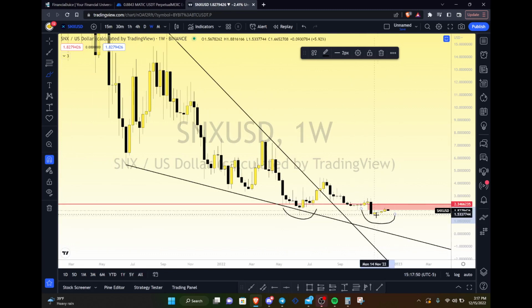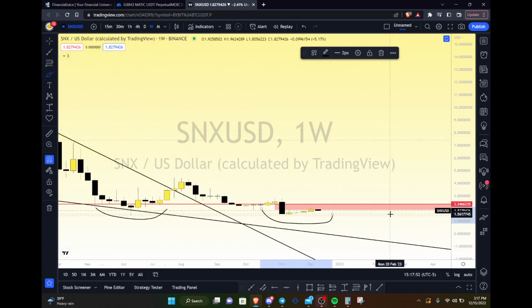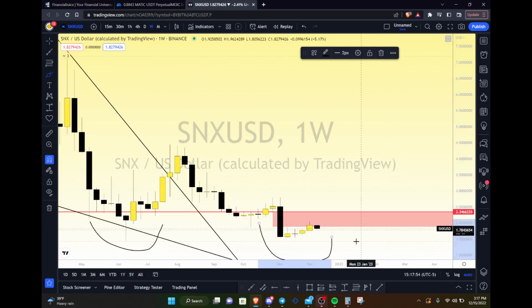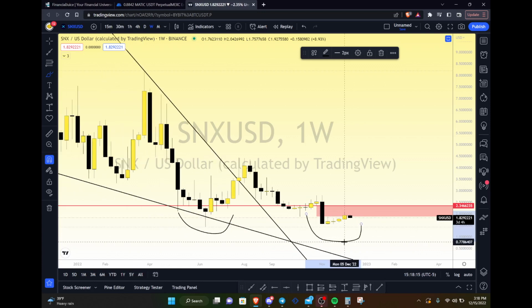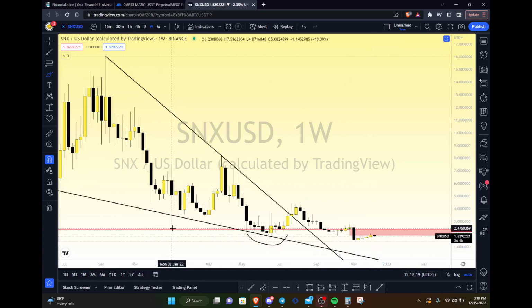But if we fail here and we start having a convincing sell-off on the weekly, if you start taking out the low of this candle right here, which sits at $1.60, and you close under it on the weekly time frame with decisive selling, I got to tell you, I'm really, really skeptical it's going to be able to hold above $1. So be very, very careful. I think you'll probably see SNX start breaking down under $1 in that scenario.